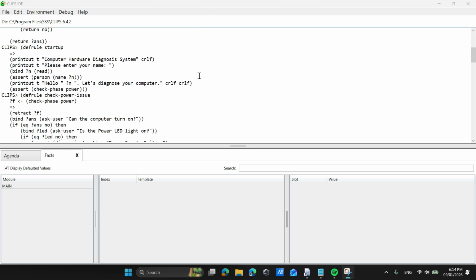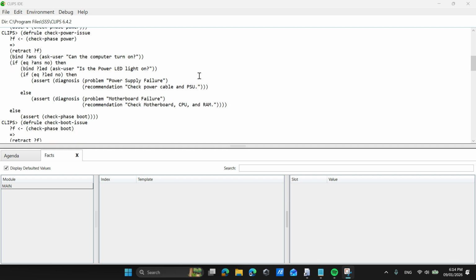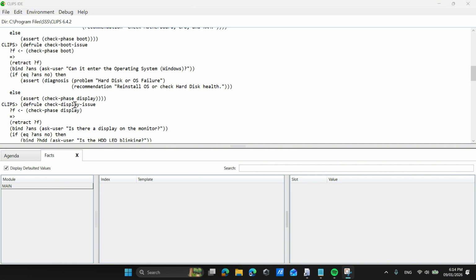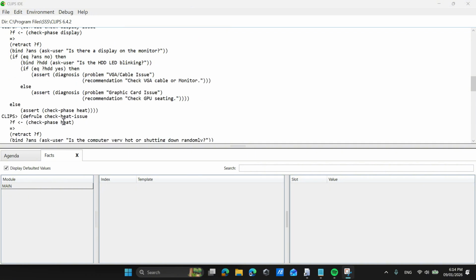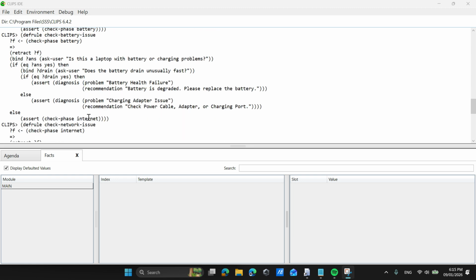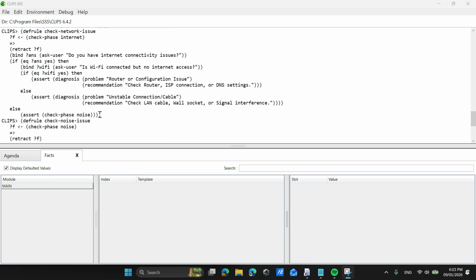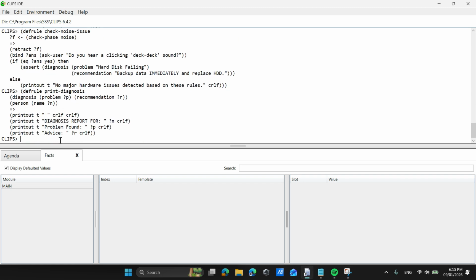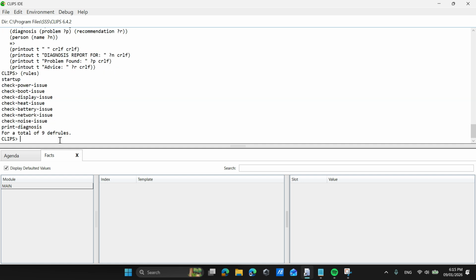We also developed other rules such as startup, check boot issue, check display issue, check heat issue, check battery issue, check network issue, check noise issue. So in total, our system has 9 rules. Now I will start the system demonstration.